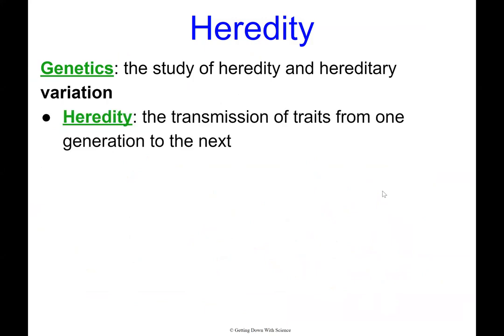Heredity is the transmission of the traits from one generation to the next. So it's the blue eyes that your grandfather may have had that got passed on to your father that get passed on to you. That would be heredity. The studying, so when we talk about Punnett squares, when we talk about the gene sequences, when we're talking about how that happens, we're talking about genetics. And it's really hard sometimes to keep the two straight.